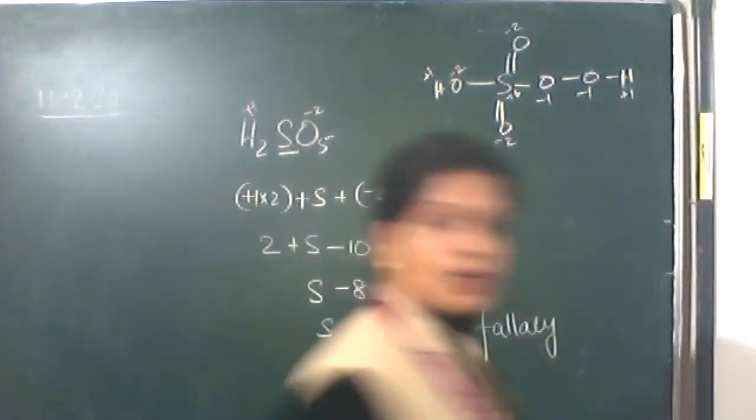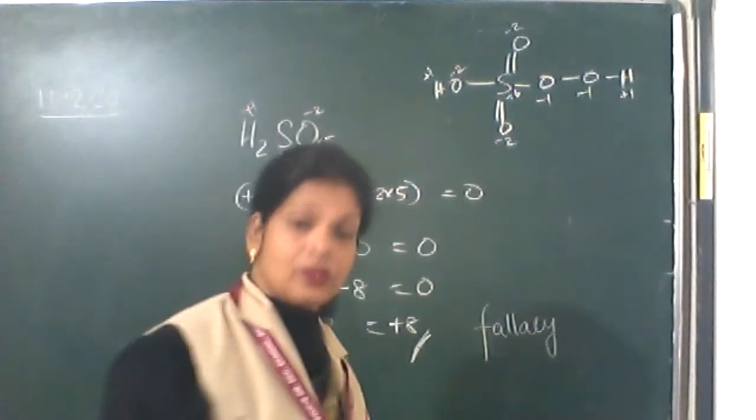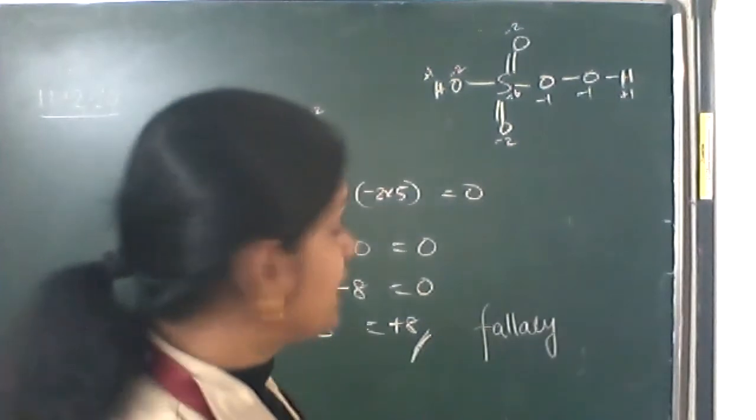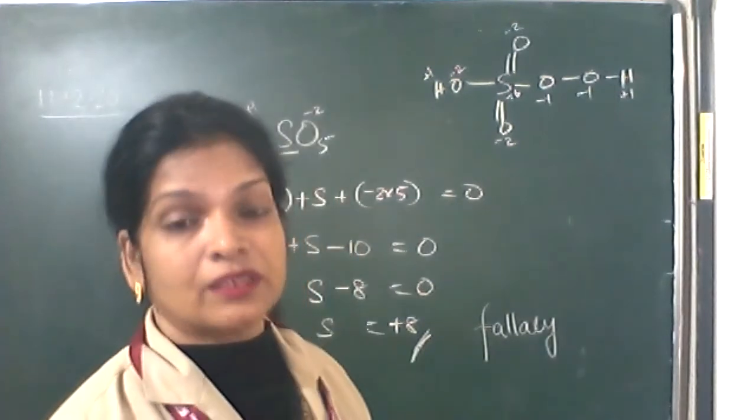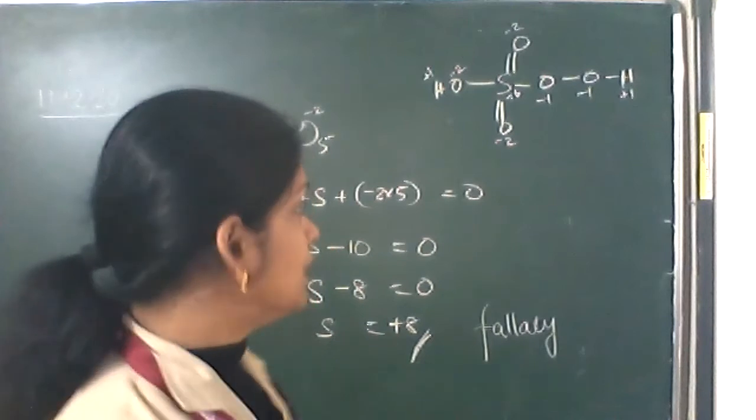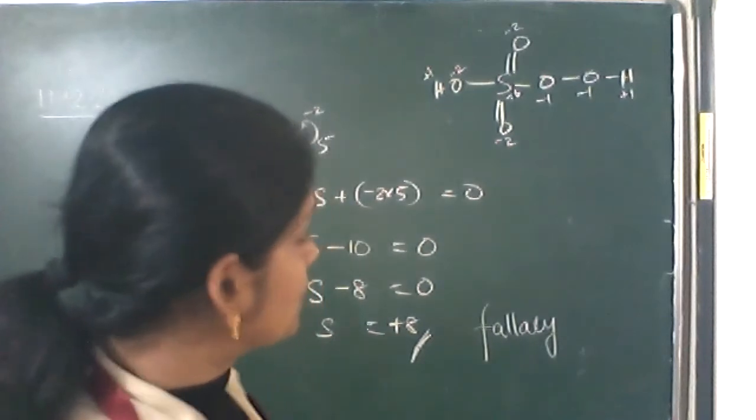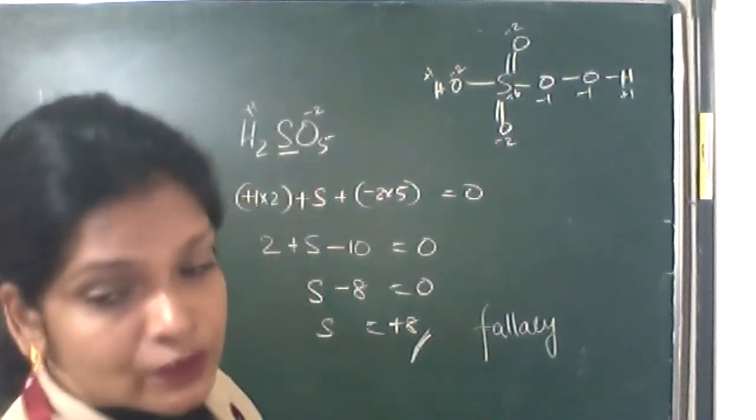So how can you account for the fallacy? By considering its structure. By taking the structure, you have to explain there is a peroxide linkage, so two oxygens are under -1.